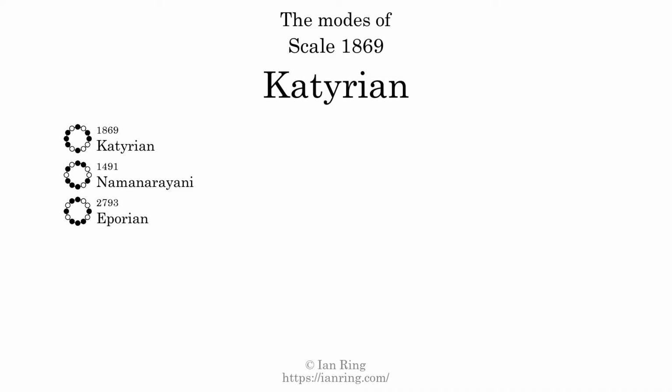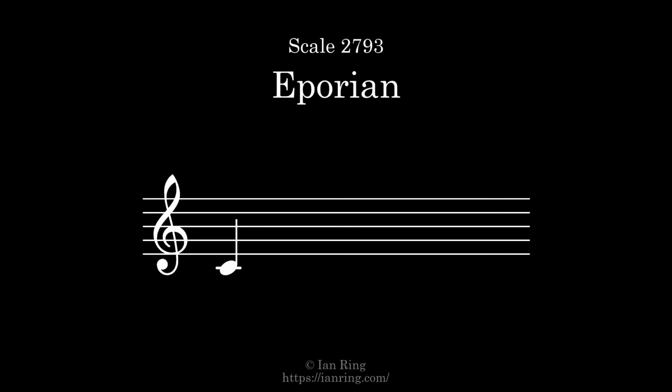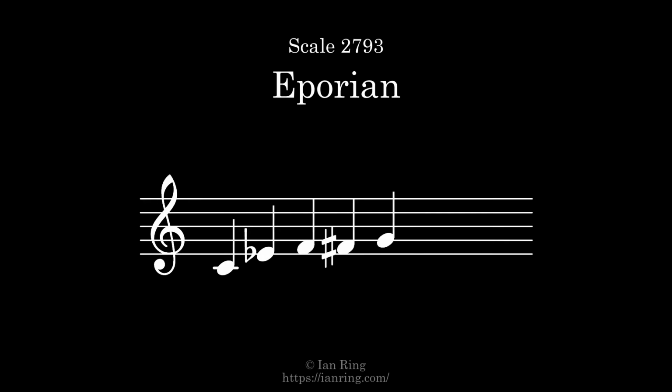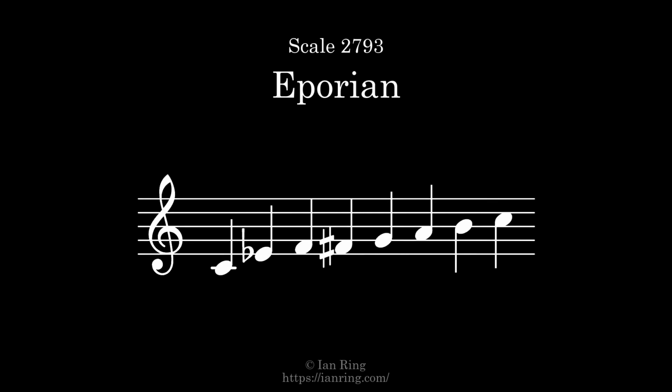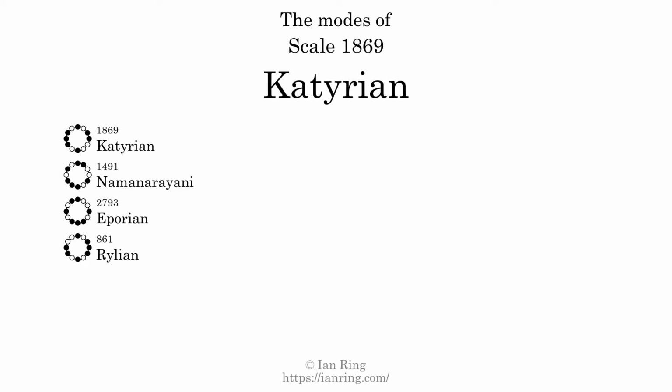The third mode is scale 2793, also known as Aporian. It sounds like this. The fourth mode is scale 861, also known as Raelian. It sounds like this.